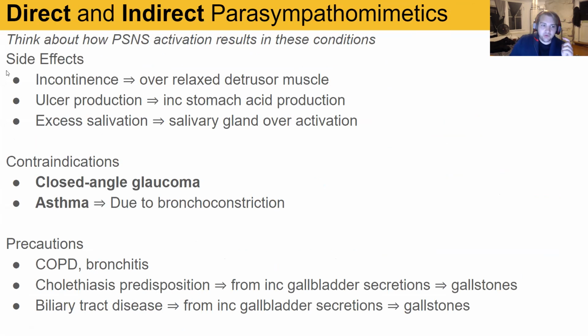As we think about this, we can think about what the side effects would be, right? Because side effects can be either from its effect somewhere else or its over effect in the places we want it, right? So we can have incontinence, the inability to control your urine, by having an over relaxed detrusor muscle. So what this is going to do is it's going to allow the urine to leave essentially when it wants, and we can make it hard for the person to control when they urinate.